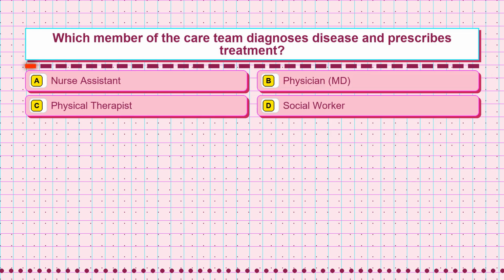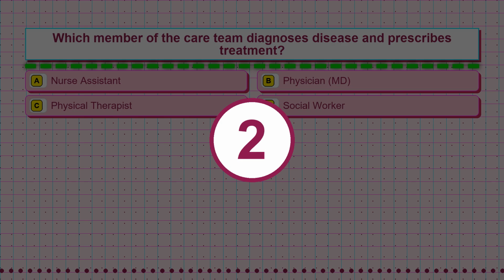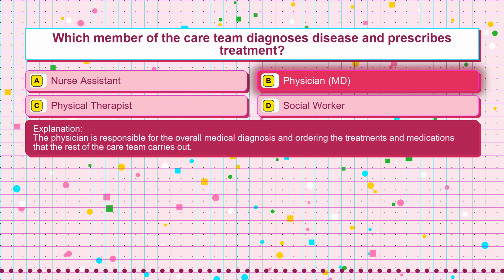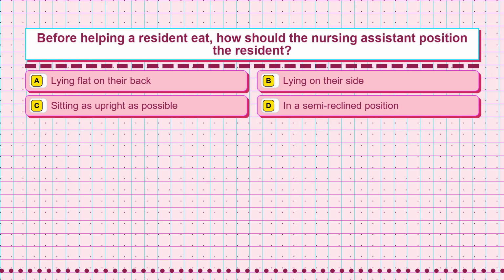Question 53. Which member of the care team diagnoses disease and prescribes treatment? Option A, a nurse assistant. Option B, physician, MD. Option C, physical therapist. Option D, social worker. The correct answer is option B, physician, MD. The physician is responsible for the overall medical diagnosis and ordering the treatments and medications that the rest of the care team carries out.